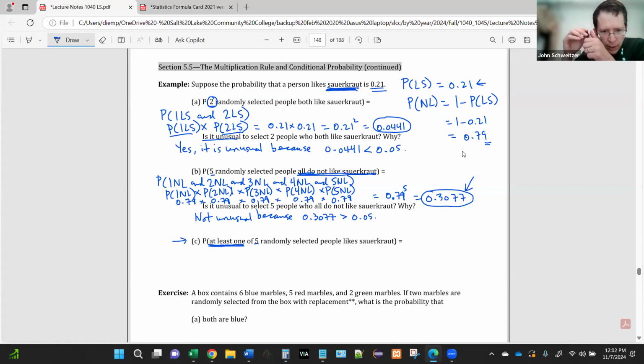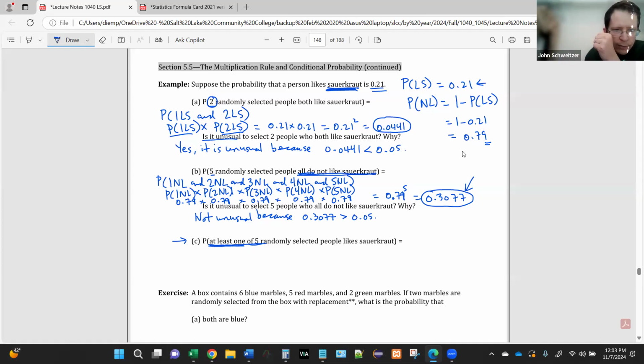Okay, so what does it mean? What am I getting at here? Well, how would it happen that at least one of the 5 like sauerkraut? We're going to take a random sample of 5 people. I want to know how likely it is that at least one of them likes sauerkraut, right? Sometimes that's a relevant question. Sometimes for something to work, you just need one thing to work. Or sometimes for something to fail, you just need one of them to fail. So this at least one actually does pop up sometimes in life.